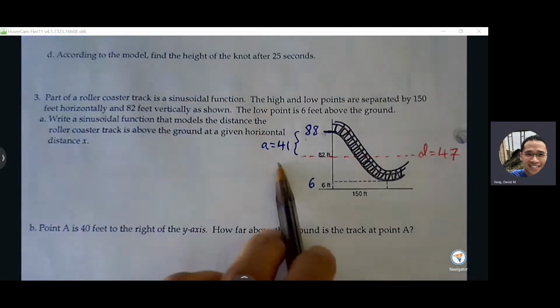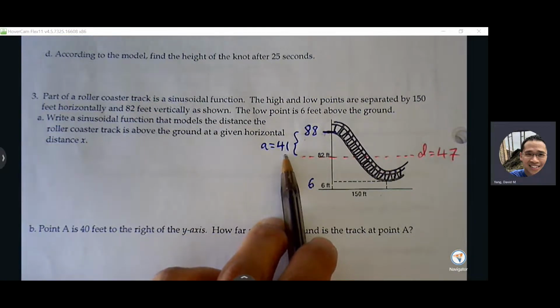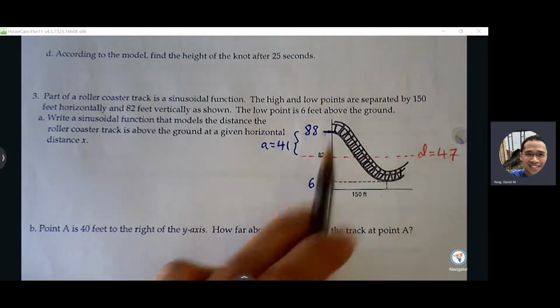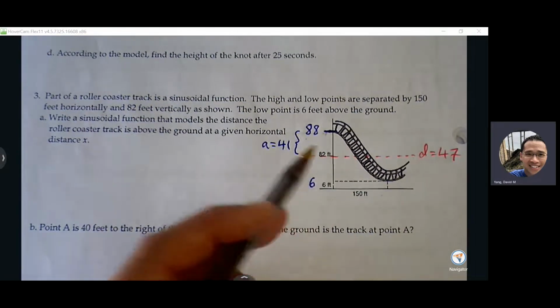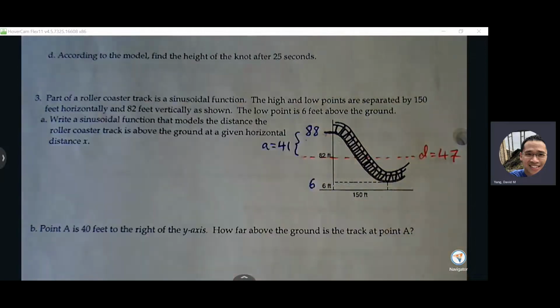Okay. Do we need to adjust this? Should this be a negative? Is our cosine being reflected? It's not, right? It's starting at the peak. Now, if it started at the lowest point, then we got to worry about that A value being reflected. But this is where the cosine begins, right? The cosine begins at the peak. It makes its way down, okay?